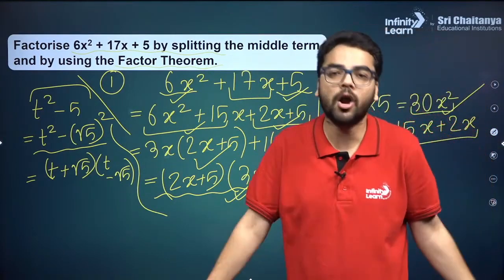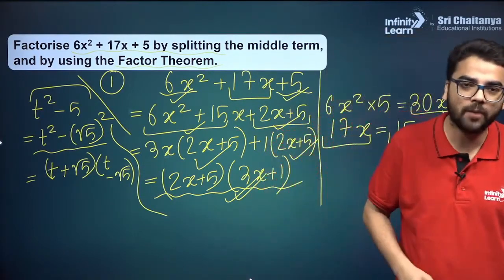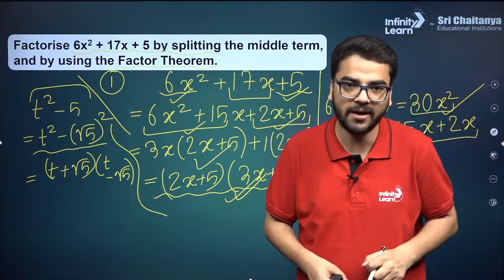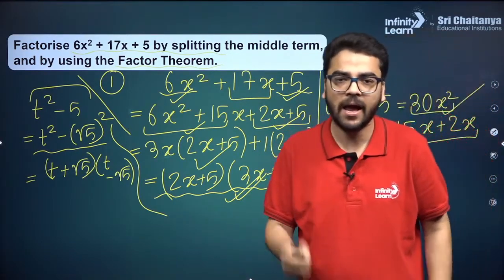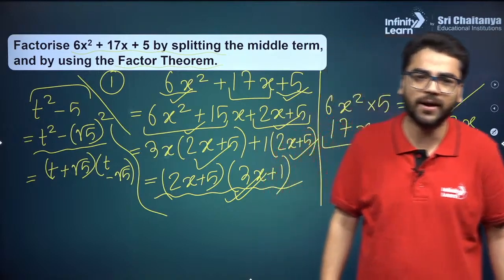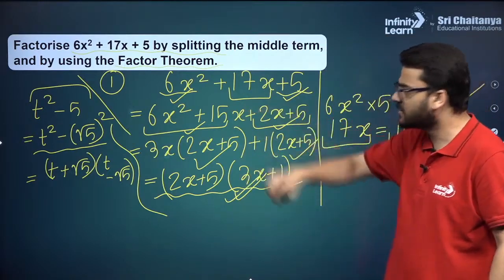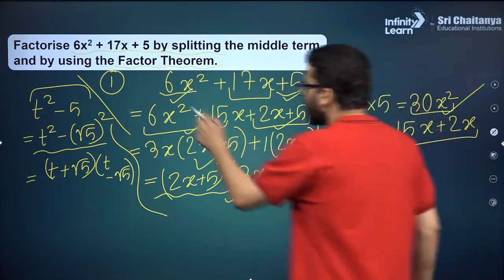Every time you will not be able to factorize the quadratic polynomial using splitting the middle term, right? So many a times you have to use algebraic identities as well. I hope this is clear to every student in this session. Now let's factorize this polynomial using the factor theorem as well.